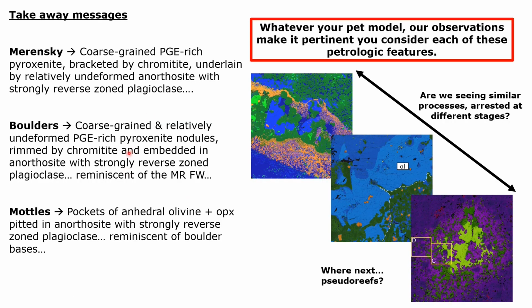So in conclusion, I've hopefully shown you that despite differences in scale and level of PGE enrichment, the Merensky Reef, boulder bed and mottled anorthosites all share some similar features. This includes their coarser grain size, the presence of relatively undeformed anorthosite with strongly reverse-zoned plagioclase, and then with regards to the boulders and reefs, both have upper and lower occurrences of chromite, they have sulfides, they have PGE enrichment, and they also have things like similar mineral and whole rock compositions that haven't been presented here today.